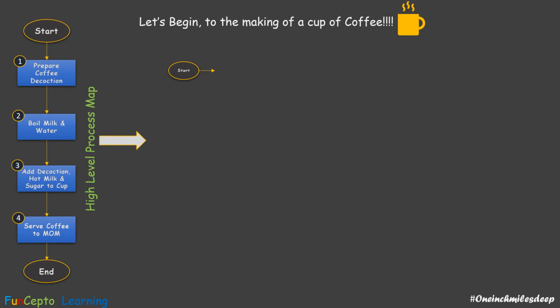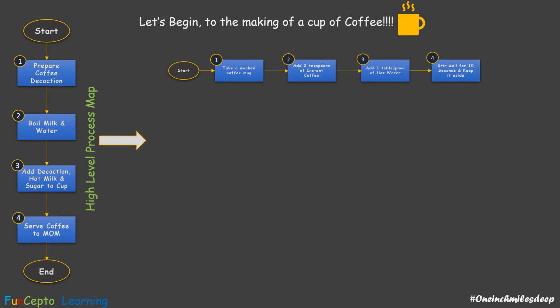And if you further get into the details, let's say if I just have to take step one, which is prepare coffee decoction, I can break this down into multiple steps, right? So to prepare a decoction, he needs to take a washed coffee mug and then add 2 teaspoons of instant coffee. And then the third step would be add 1 tablespoon of hot water and then stir well for 10 seconds and keep it aside.